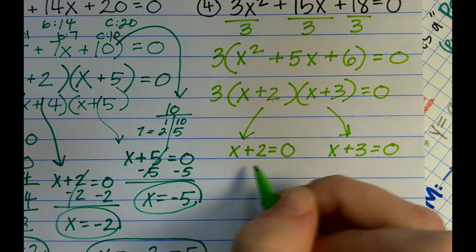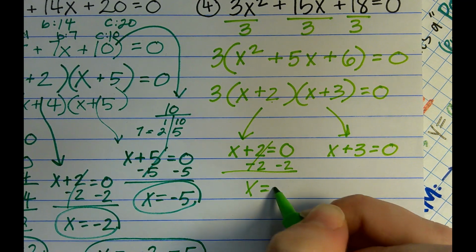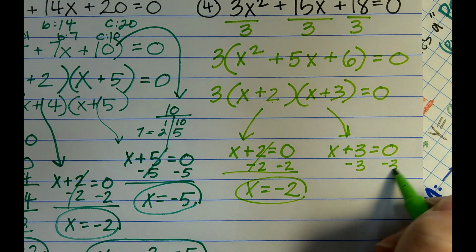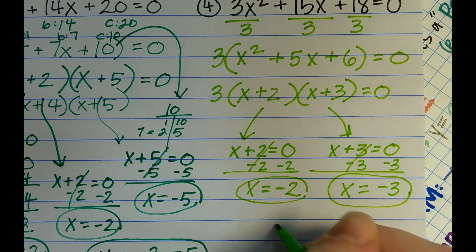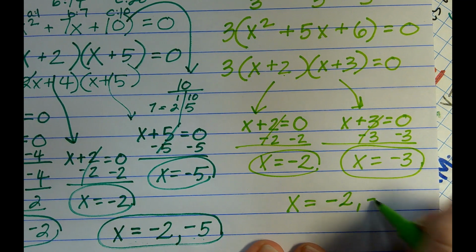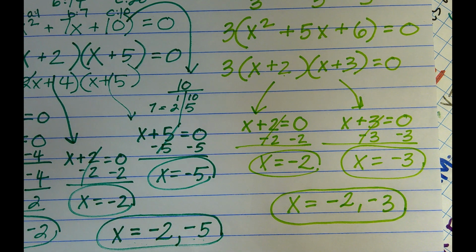And we'll solve. Minus 2 on both sides gives us an answer of x is negative 2. And minus 3 on both sides gives us an answer of x equals negative 3. So our answer overall would be x equals negative 2 and negative 3. There we go. Did we get that one too? Just did it differently? Got the same answers though? Good deal. Okay guys, any questions about that?